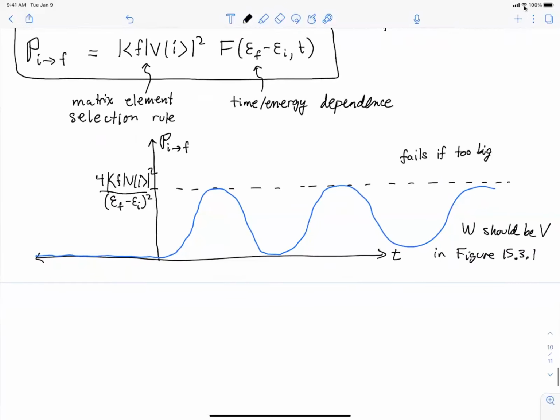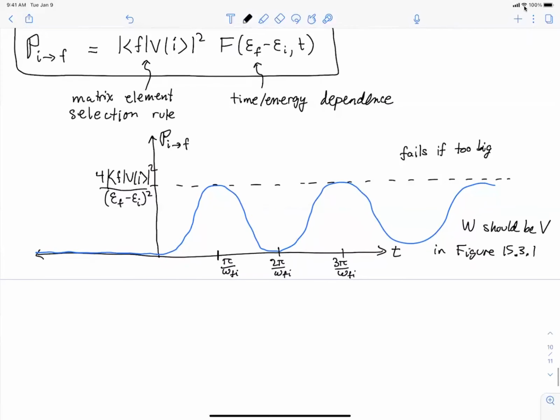Okay, and then the maximum time, or the time when this thing hits its maximum, is pi divided by the angular frequency. And then at time 2 pi divided by the angular frequency associated with the transition, it gets back to 0. And then at 3 pi, it's back to its maximum, etc.